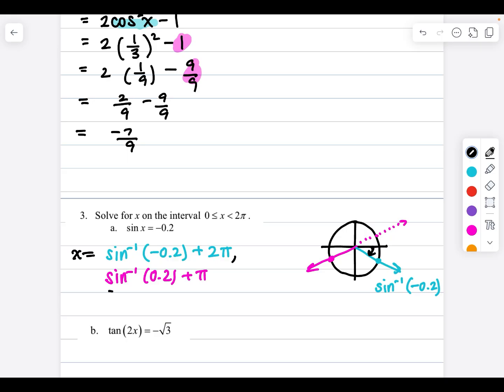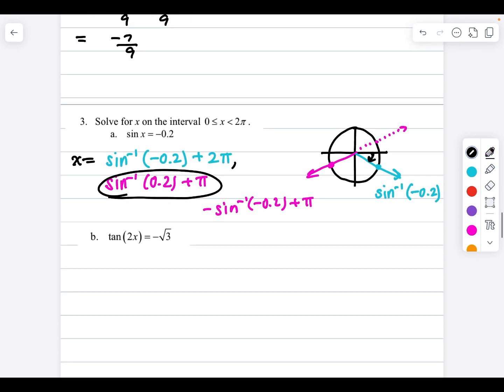So instead of this one I just circled, some students do negative arc sine of negative 0.2. That would still give you that dotted angle in the first quadrant, and then you have to add pi. So it's your choice between either one I circled or the other one in pink.